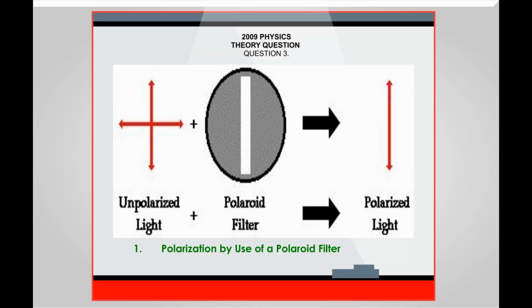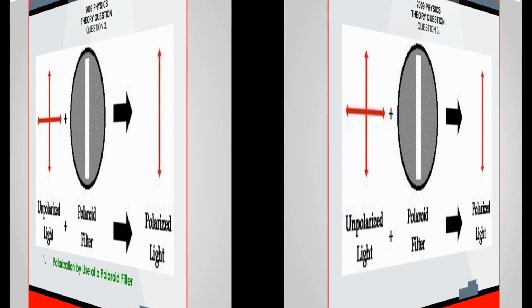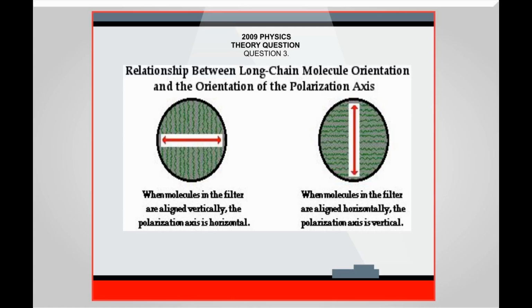Such a filter will block all horizontal vibrations and allow the vertical vibration to be transmitted. See diagram above. On the other hand, a polaroid filter with its long chain molecules aligned vertically will have a polarization axis aligned horizontally. This filter will block all vertical vibrations and allow the horizontal vibrations to be transmitted. The diagram below shows the relationship between long chain molecule orientation and the orientation of the polarization axis.